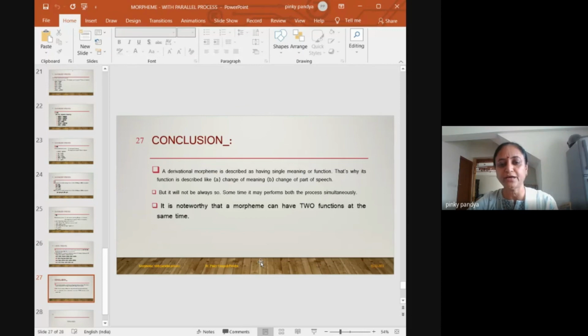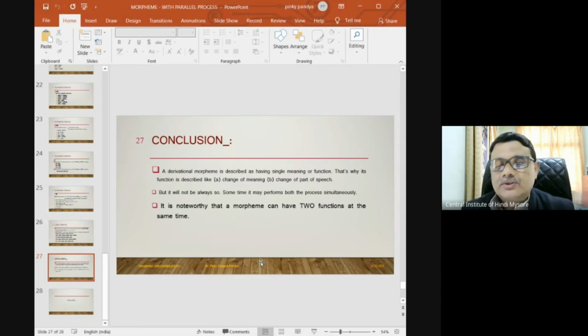So generally we have the sense that a morpheme has a single meaning, but there are a few affixes, or we can say prefixes, that have two changes or two functions at the same time. This was my observation. I got the opportunity to share it with you, and I am thankful for that. So thank you, madam, for your presentation.